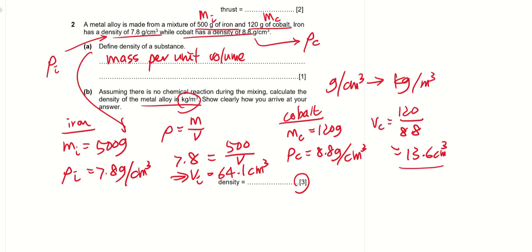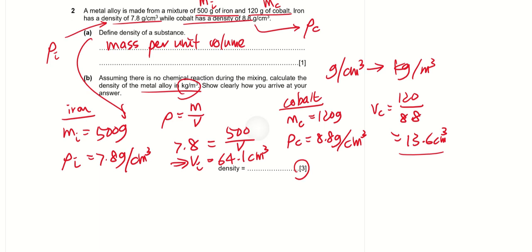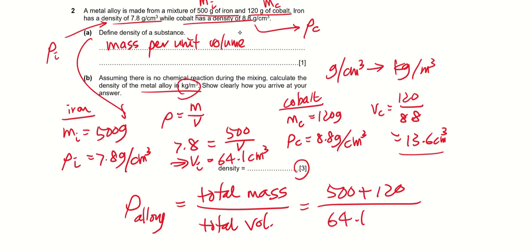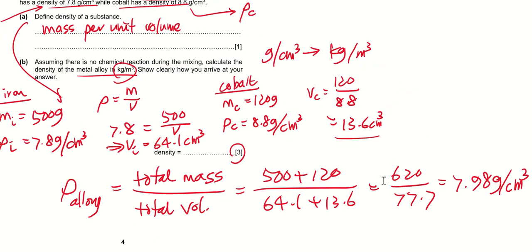So this is actually an alloy. In order to find the density of this alloy, I must use total mass over total volume. The total mass will be 500 plus 120. Total volume will be 64.1 plus 13.6. Okay, so I'll get 620 over 77.7, which equals 7.89 grams per cm cube.